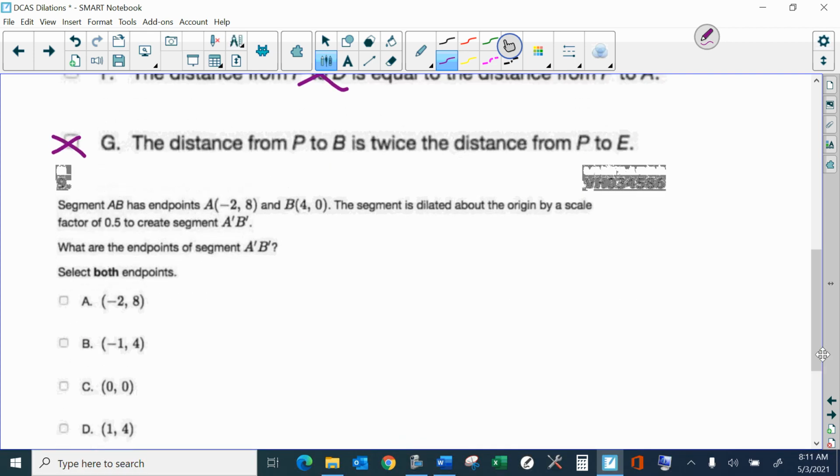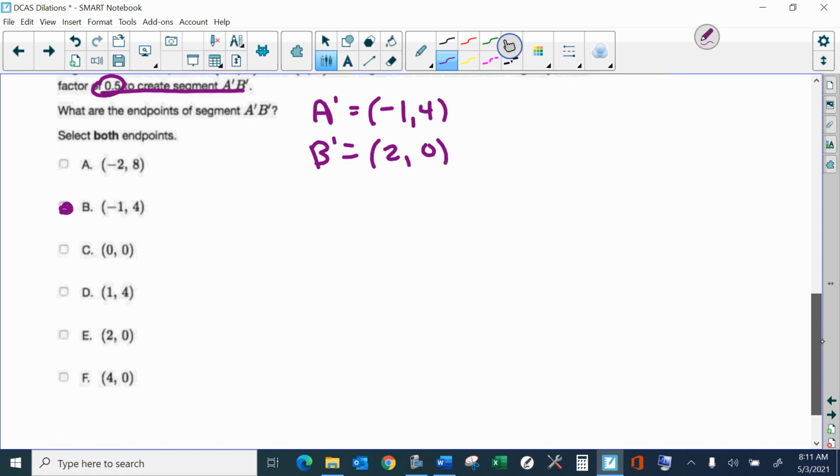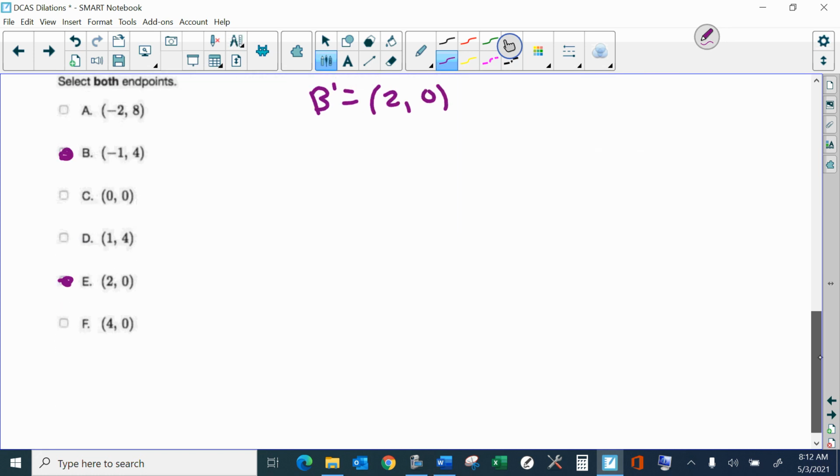All right, segment AB has endpoints there. The segment is dilated about the origin by a scale factor of 0.5 to create this. So when it's about the origin, I can just take half that number, so it's a scale factor of that, and apply it to each of these points. So A prime is now -1, 4, and B prime is now 2, 0. What are the endpoints to segment A prime, B prime? -1, 4, and 2, 0. And that's because it's centered at the origin. If it was not centered at the origin, remember, we would have to use the slope and count and do it that way. So those are two right there.